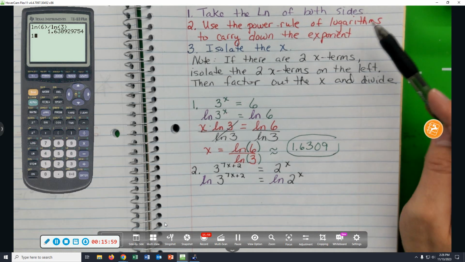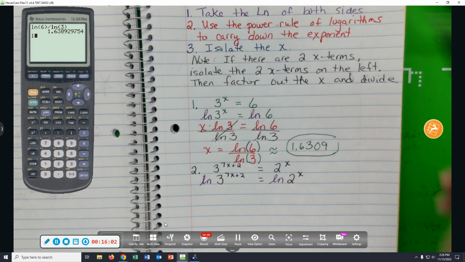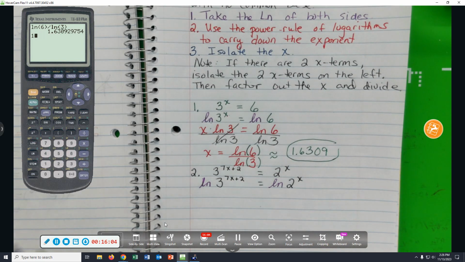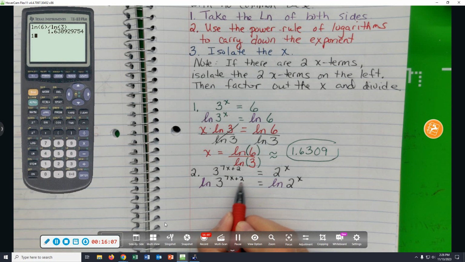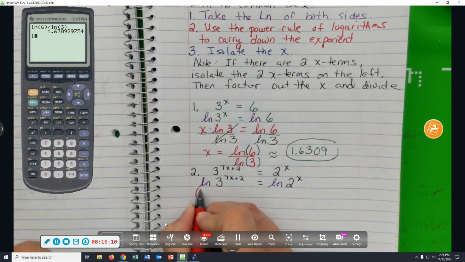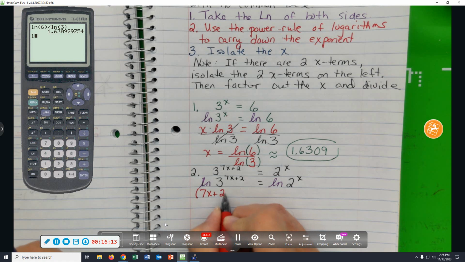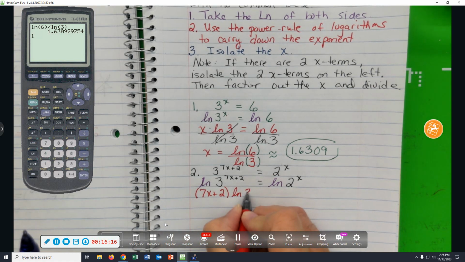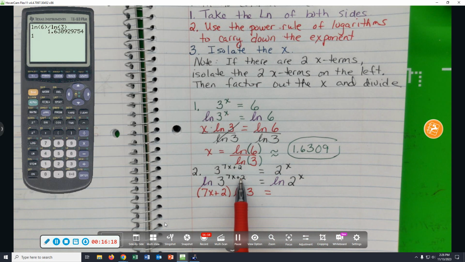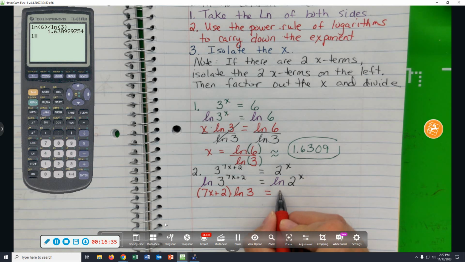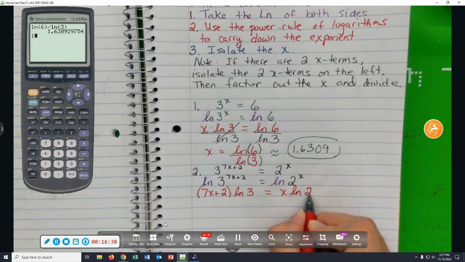Now carry the exponents down in front. They should go in front of the ln. This is going to look a little messy. The 7x plus 2 is going to go in front of the ln 3. Notice how I put the 7x plus 2 in parentheses. If I hadn't, then the only thing being multiplied by ln 3 is the 2. But all of this stuff should be multiplied by ln 3. And then x ln 2.